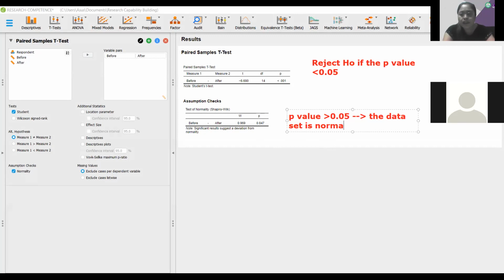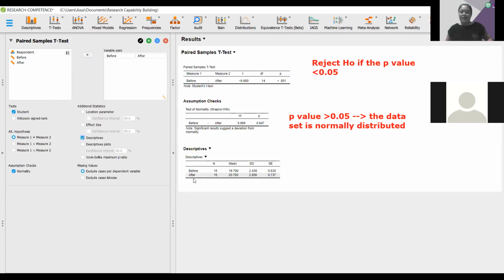The data set is normally distributed. Okay? Normally distributed. Wala tayong Levene's test for this one since para yun siya sa independent sample t-test. Okay? And we can also click the descriptives if we want to see the mean and the standard deviation. It will automatically give you the means of both groups and also the standard deviation.